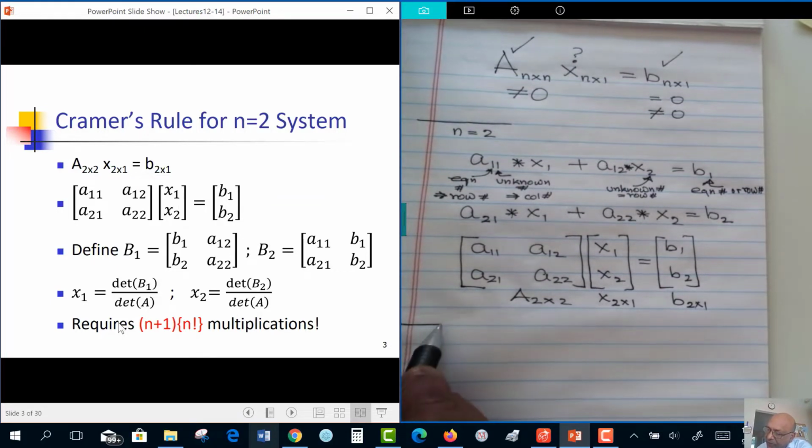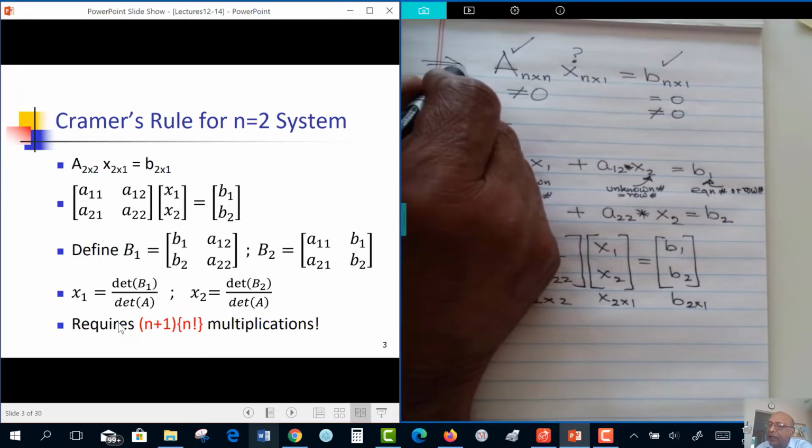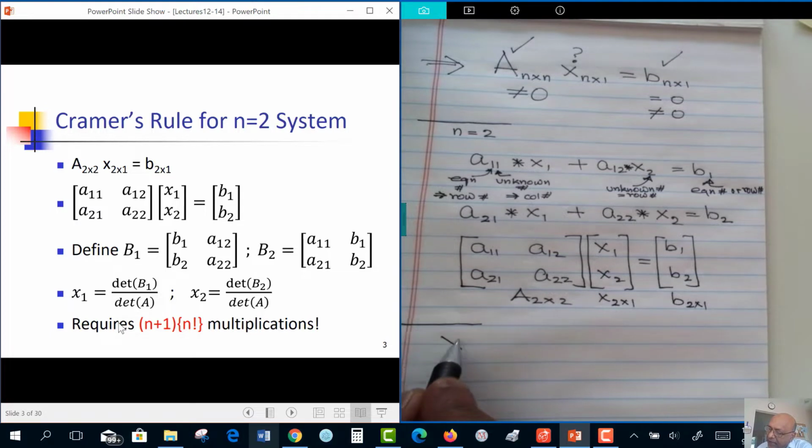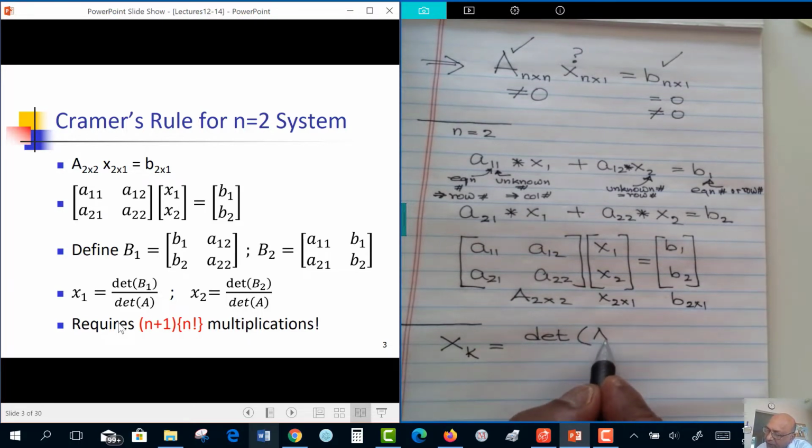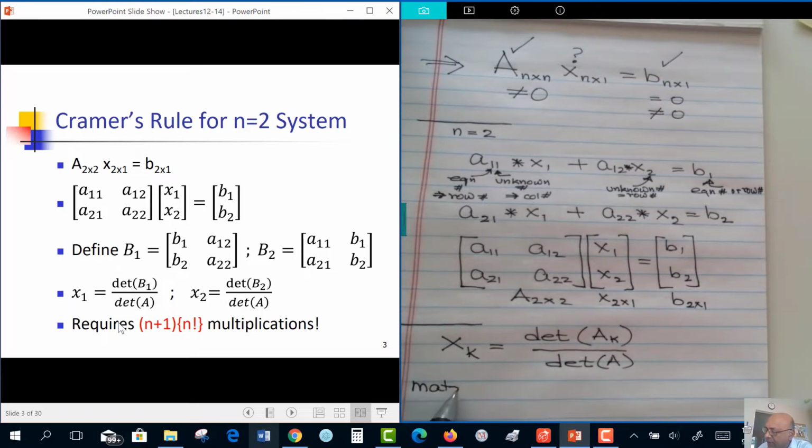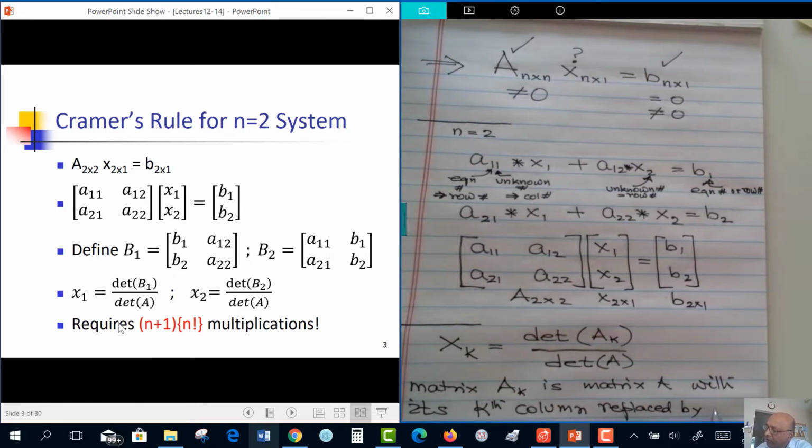Cramer's rule says, given a system A times X is equal to B, then any x_k is a ratio of two determinants: the determinant of matrix A_k divided by the determinant of matrix A. What is matrix A_k? Matrix A_k is matrix A with its kth column replaced by vector B, the right-side vector.